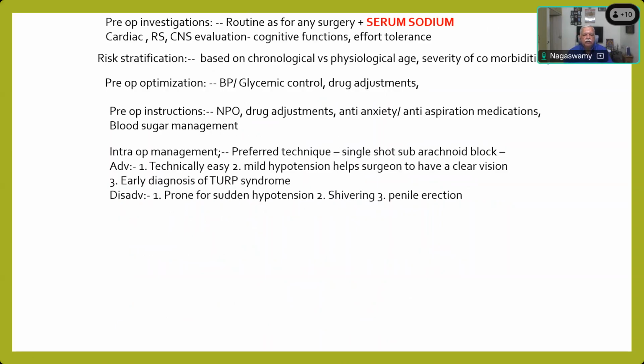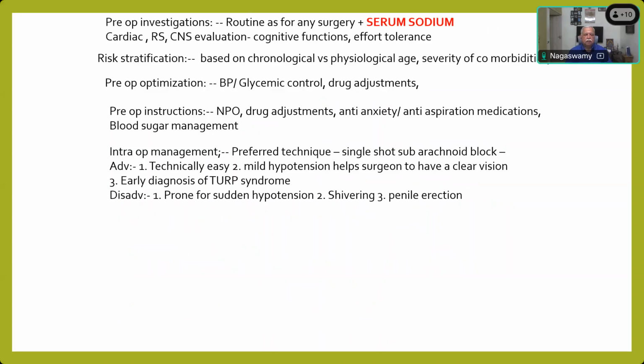Intraoperatively, the preferred technique is the single shot subarachnoid block. And the advantages of that are it is technically easy. And there may be mild hypotension, which helps the surgeon to have a clear vision, because when he resects the gland, it will not bleed that much if there is a mild drop in blood pressure. And early diagnosis of TURP syndrome is possible.